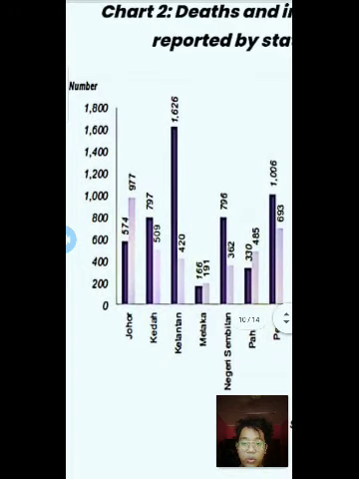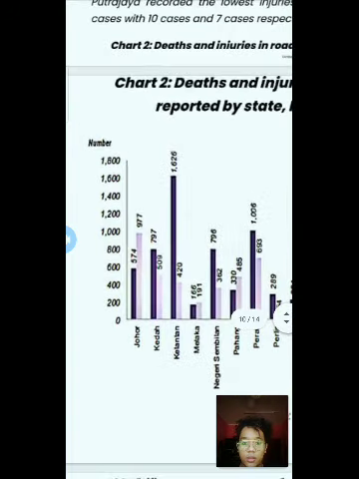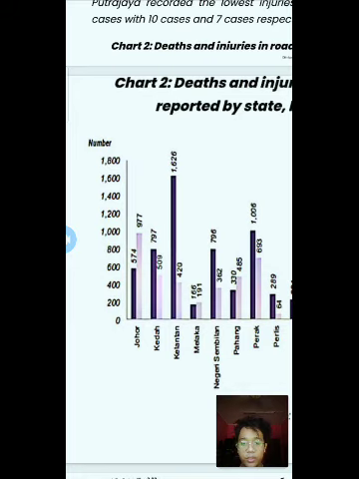You can see there in Johor, the darker one is injuries. It's 574 cases of injuries, but the deaths are 977. That's the case. In Kedah, the accidents only 797, but the deaths are only 509.